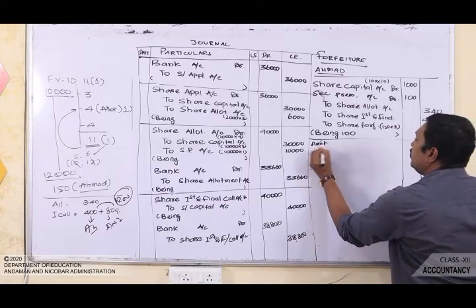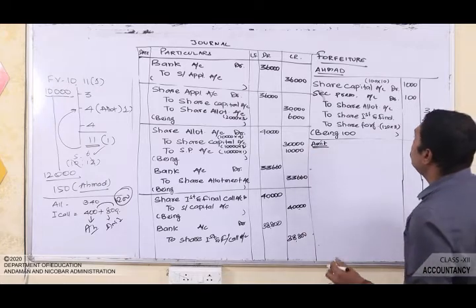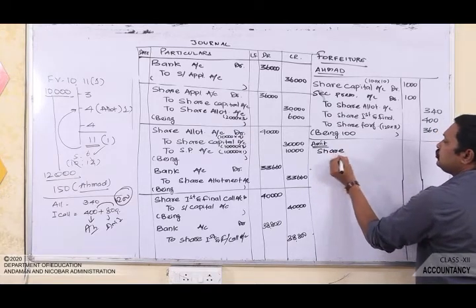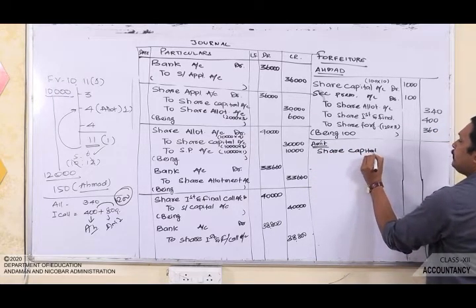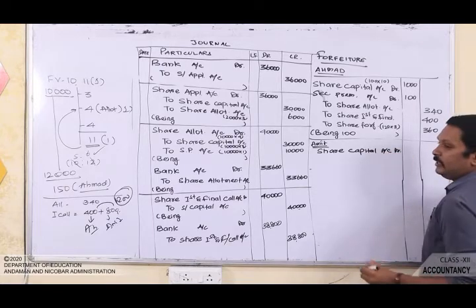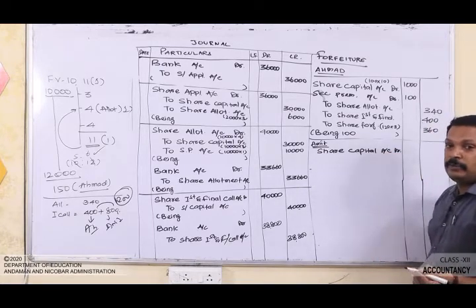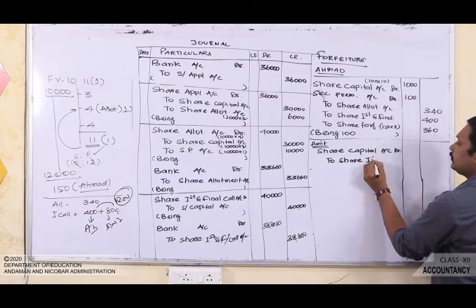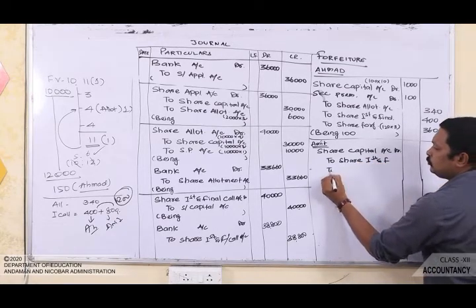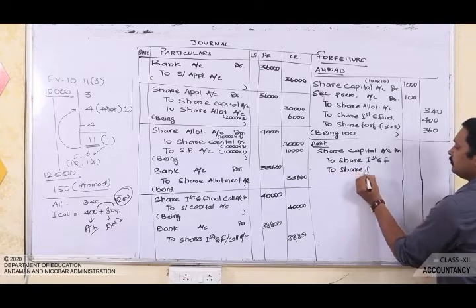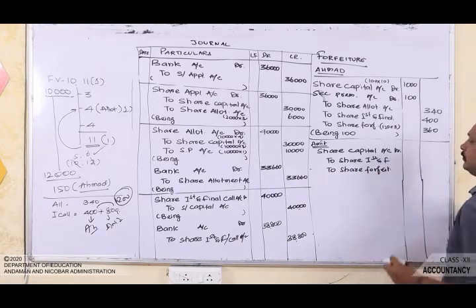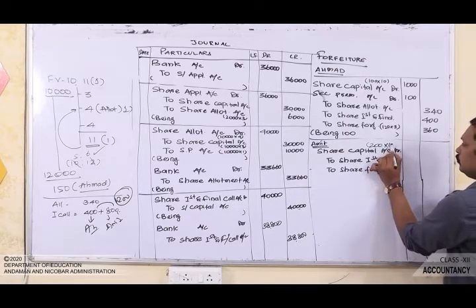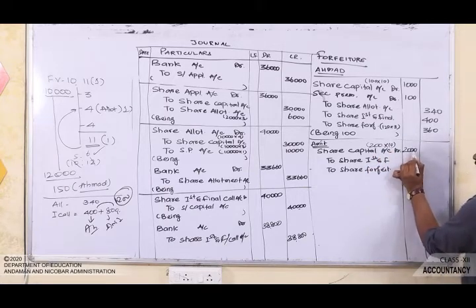Amit. We have to prepare the forfeiture entry as with Ahmed. Start: share capital account debit. Amit already paid the premium, so no need to mention premium here. We can write directly to share first and final call, to share forfeiture account. Right. So how to write the amount here? How many shares were allotted? 200 into 10, that is 2000.